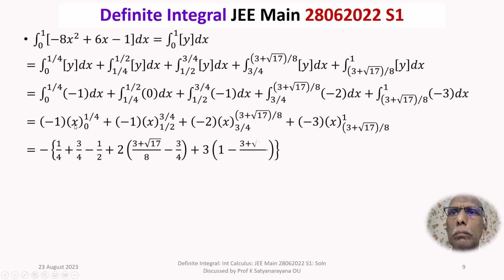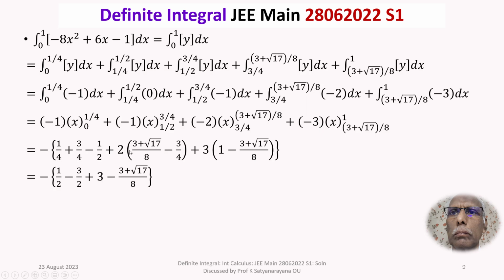Now evaluation is taking place. Bracket x, that is x, upper value 1 by 4, lower value 0, it is 1 by 4. x, upper value 3 by 4, lower value 1 by 2, 3 by 4 minus 1 by 2, plus 2 times, minus is taken common, upper value minus lower value, and 3 times the upper value 1 minus the lower value. Now simplification. 1 by 4 plus 3 by 4 is 1. 1 minus 1 by 2 is 1 by 2. And 2 into minus 3 by 4 is minus 3 by 2. And 3 into 1 is 3.